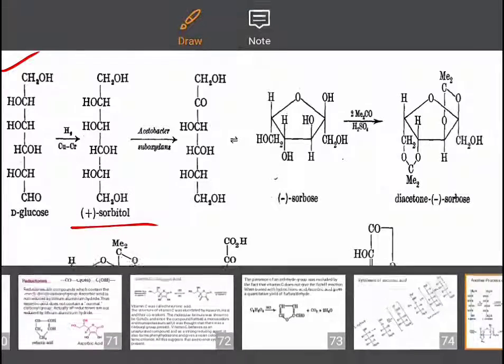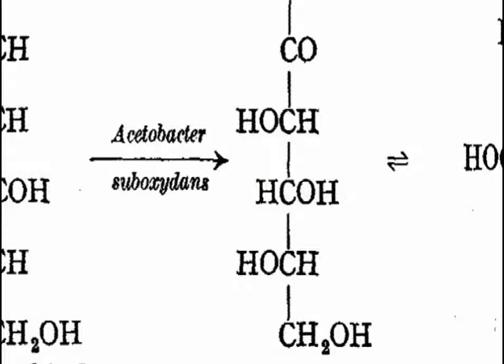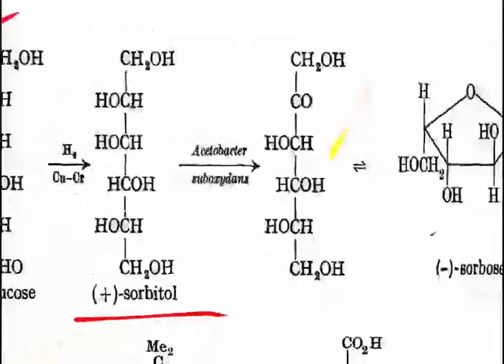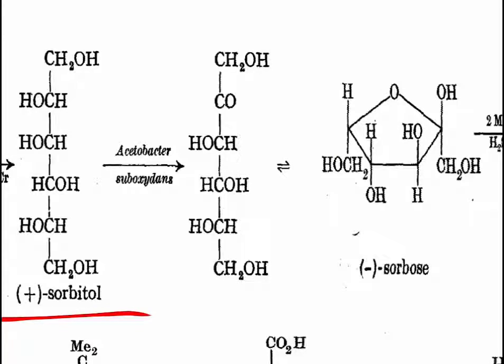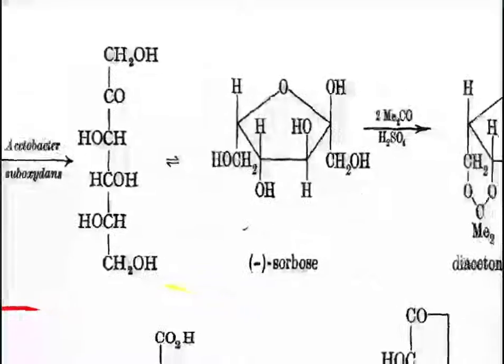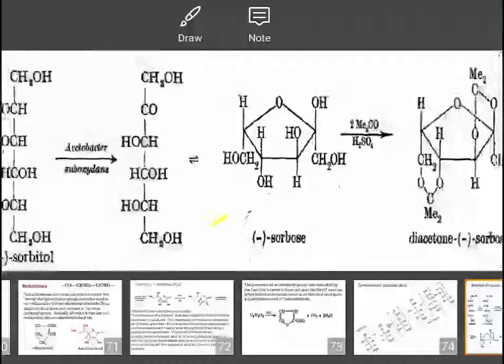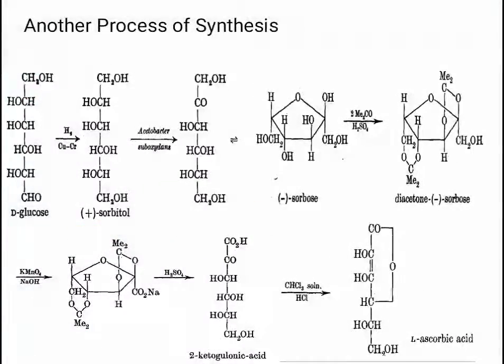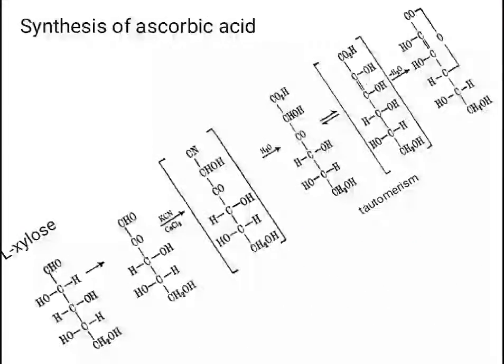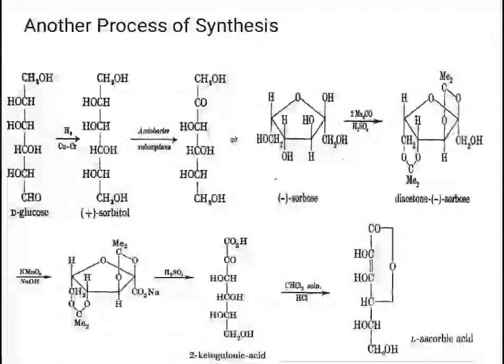Acetobacter suboxidans. Then use the Acetobacter suboxidans. You will get this structure, which actually after ring closure will give sorbose. After the ring closure, it will give the sorbose.